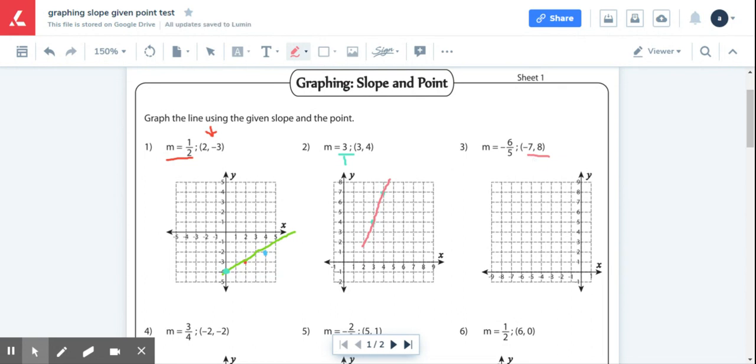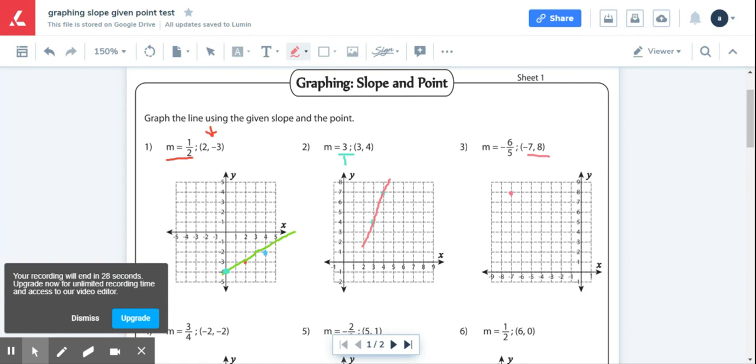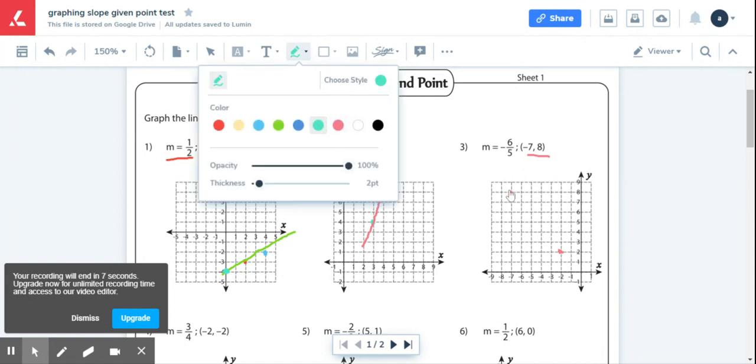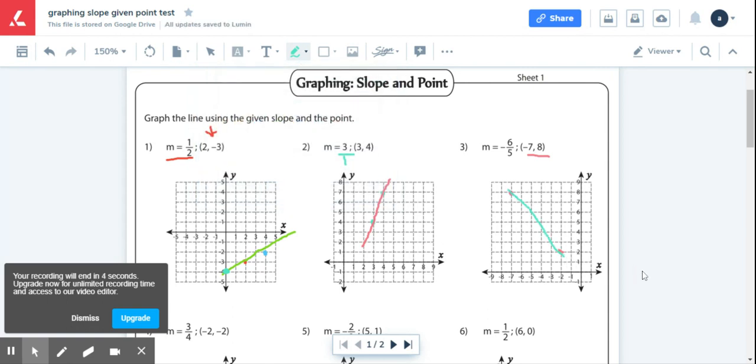So here you'll start at -7 and 8. You have it right there. And your slope, your directions to your friend's house, is 6 and 5. So that means your rise and your run, but this time it's negative. So you're going to go down 6, 1, 2, 3, 4, 5, 6, and over 5, 1, 2, 3, 4, 5. There's your second point. And you graph. Hope that makes sense.